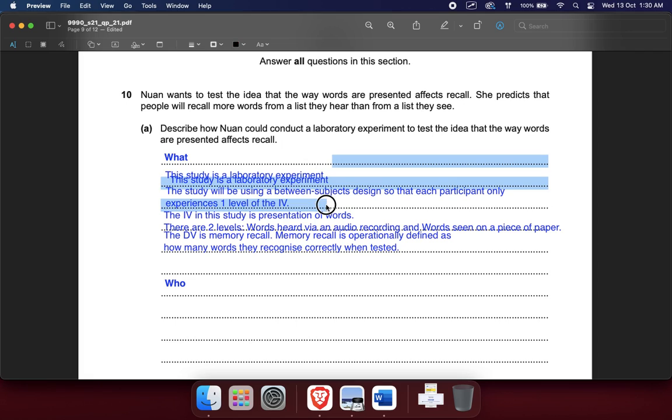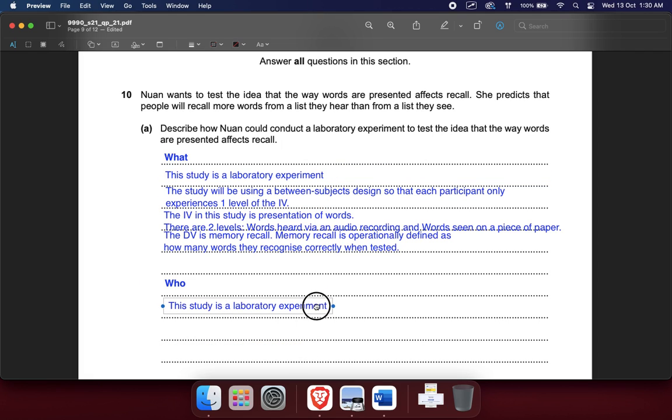Now this is where students get a bit nervous. They're like, what can I do? Who can I study? Just choose something simple. If it's not written here who you have to study, then you could always just take it from anywhere, right? So for example, the study will sample university students. All right. So you've identified who your sample is.